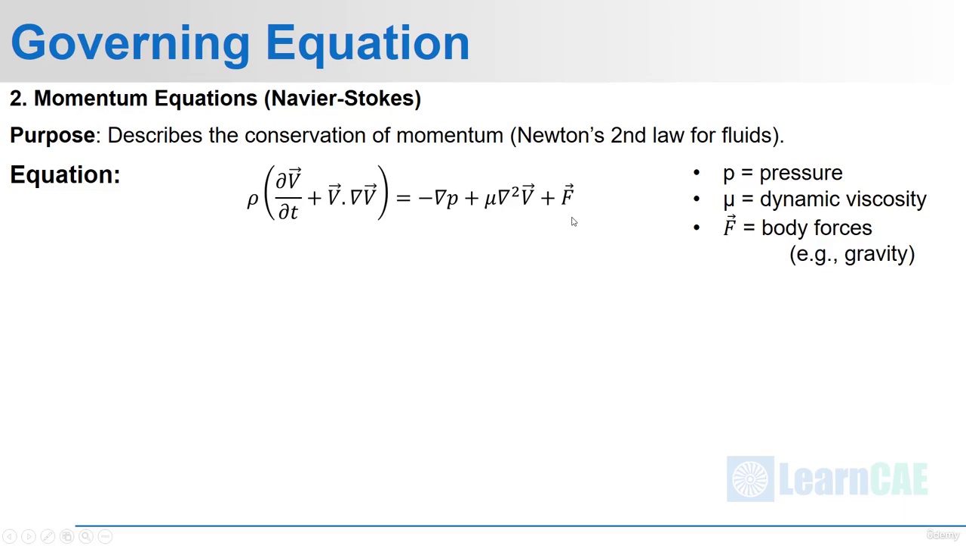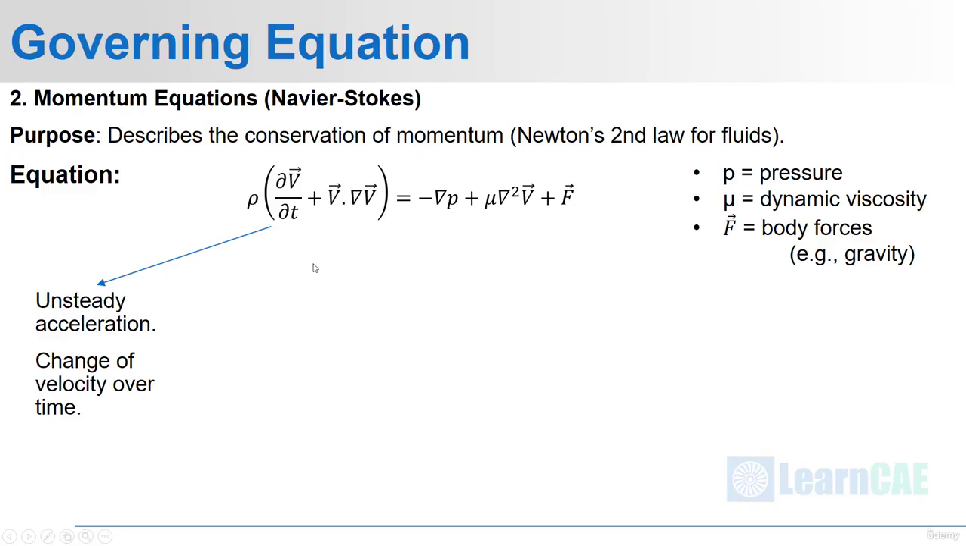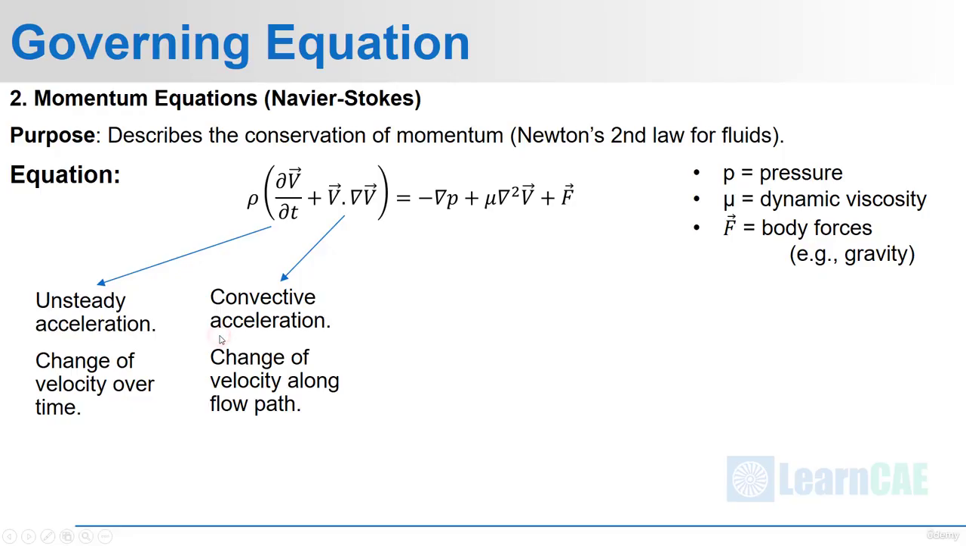Here the terms on the left hand side represents acceleration and on the right hand side represents force. This is simply put, force is equal to mass into acceleration. Okay, we will see the terms one by one. The first term dou v by dou t represents the unsteady acceleration, that is change of velocity over time. And the next term v dot del v represents convective acceleration, that is change of velocity along a particular flow path. So the terms together represents the total acceleration.